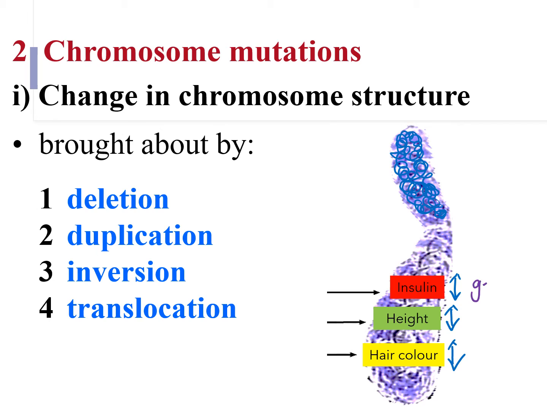Each of them is a gene. For example, you see the insulin gene, the gene for controlling height, and the gene for controlling hair color. Chromosome mutation can be brought about by a deletion of genes, maybe for example deleting the insulin gene, duplication of genes, making one extra gene in your chromosome, inversion of the genes, or translocation of the genes. All this we call chromosome mutation.